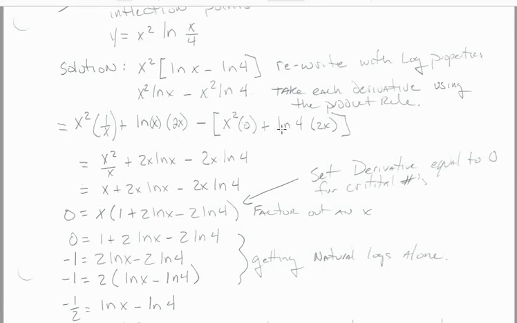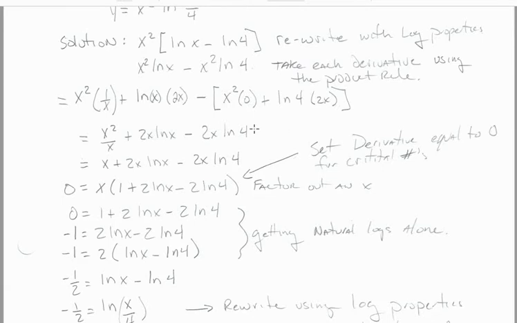The right-hand side, still a product rule. First times the derivative of the second. Well, natural log of 4 is just a constant, so the derivative of a constant is 0, so that term is going to go away. Plus the second term, natural log of 4, times the derivative of the first, which is 2x. The next thing you have to make sure of is that the minus sign, that subtraction, distributes to the 2x natural log of 4. That's why it becomes minus there.